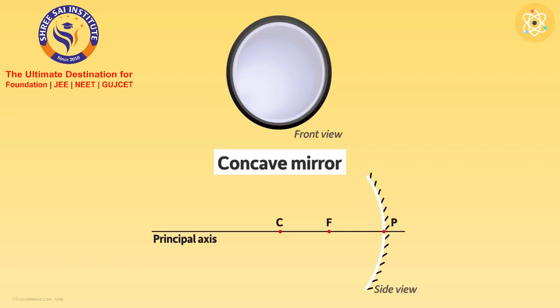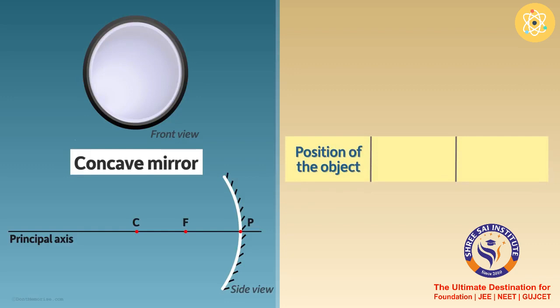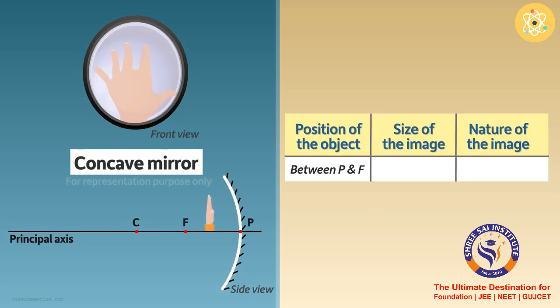Assume that initially the object is kept close to the mirror. I will make a table on the right with 3 columns telling us where the object is kept, the size of the image formed, and the nature of the image, that is, whether the image is virtual or real. So initially the position of the object is between F and P.